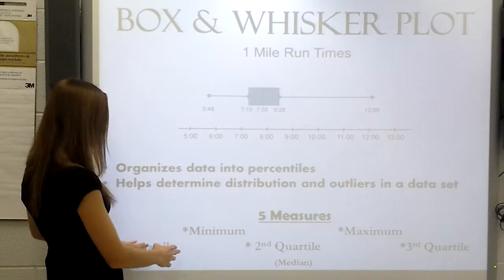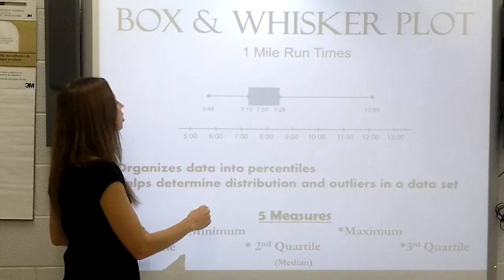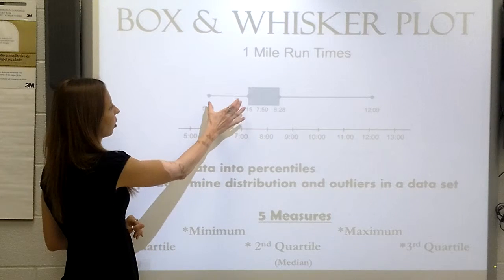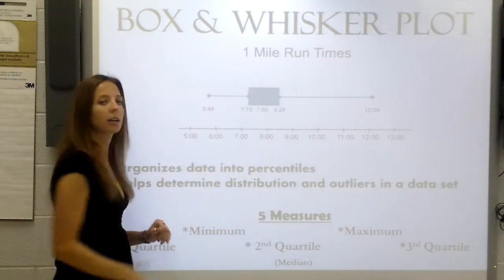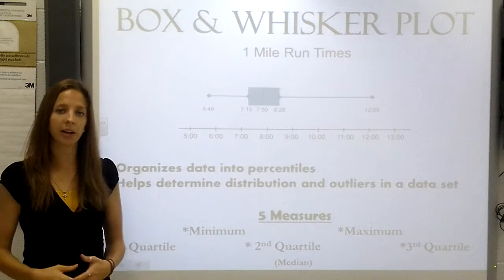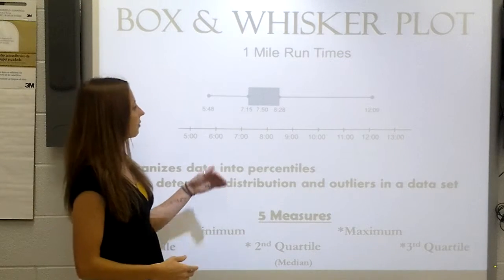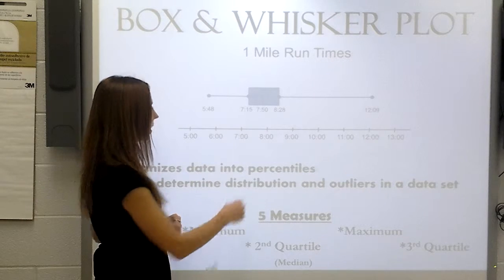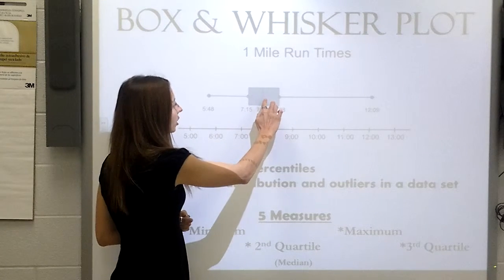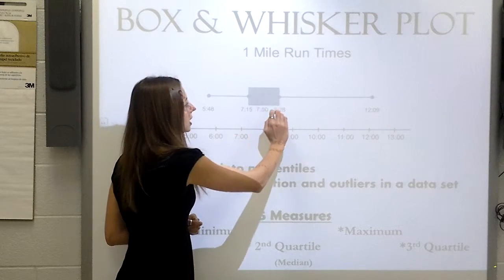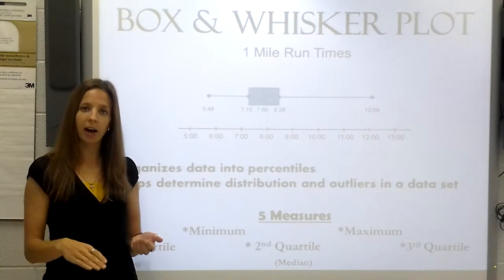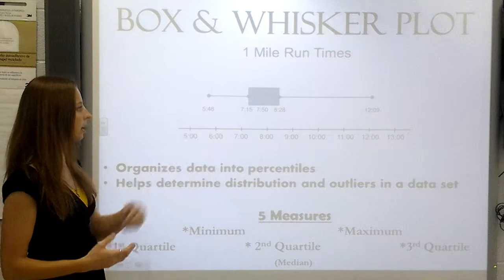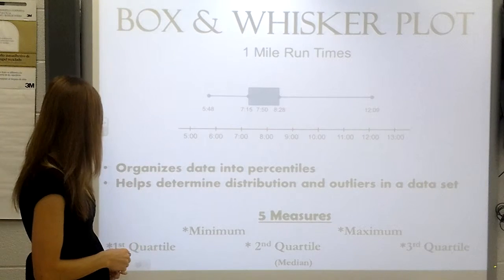And to determine your first and third quartiles, what you will do is add all your data between your minimum and your median, and then you'll find the mean of that data. And then for the third quartile, you will add all your values between the median and the maximum number, divide it, find the mean, and that gives you your third quartile.